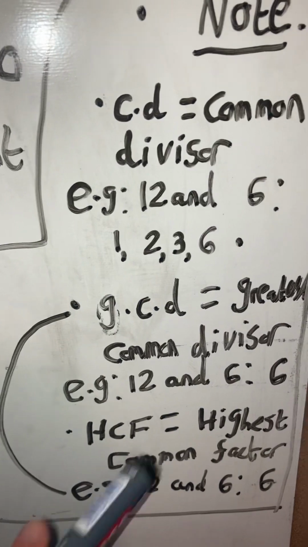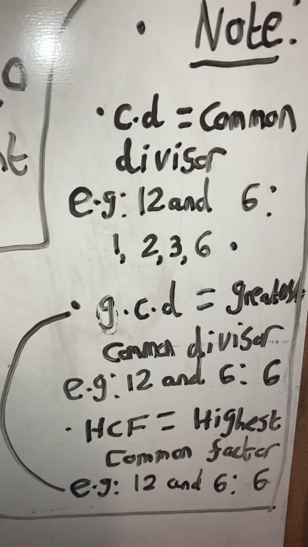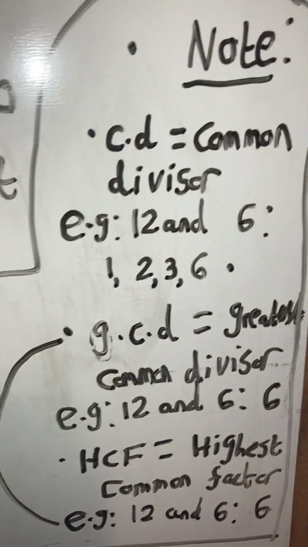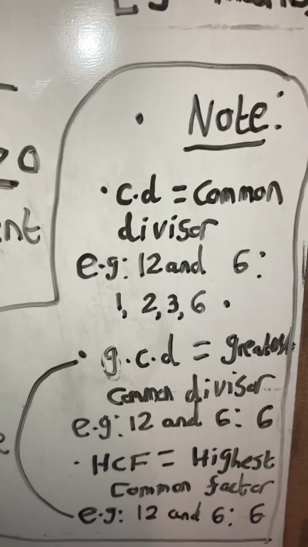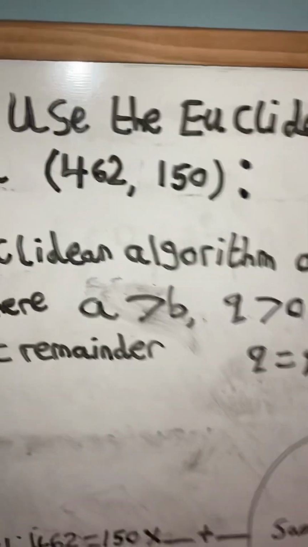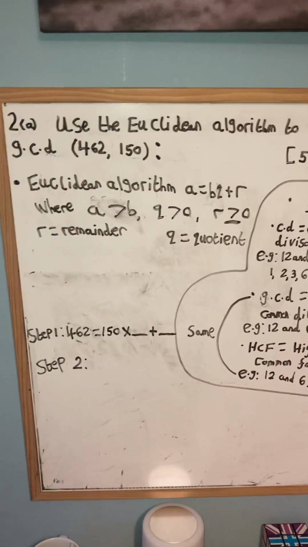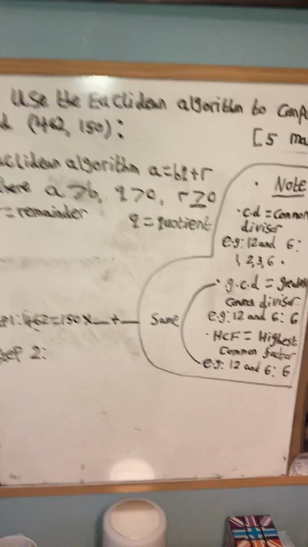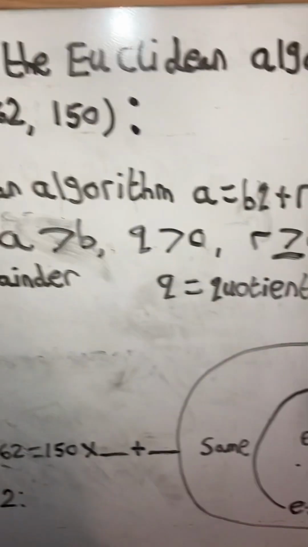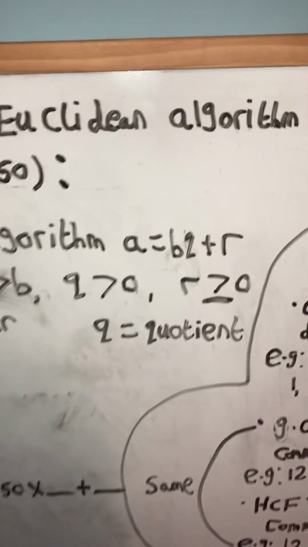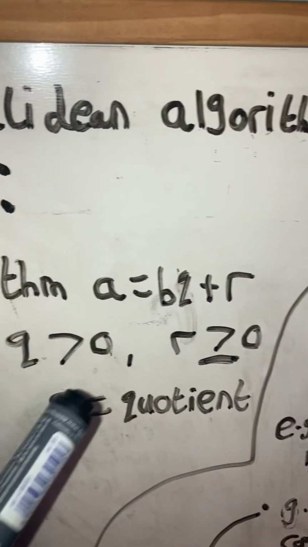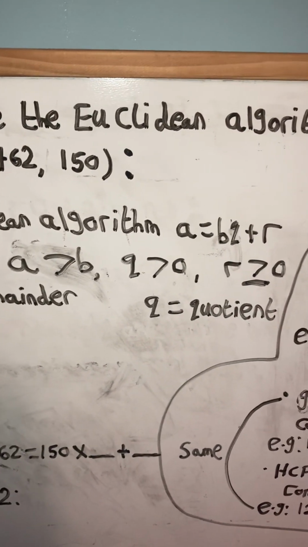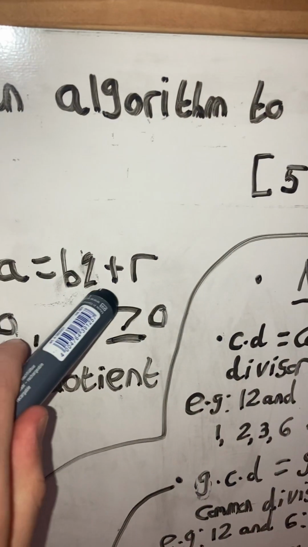And you've seen this method at GCSE, where they give you two numbers and say find their highest common factor, and you use the factor tree method. But here that's not going to work, because we need to use the Euclidean algorithm. So what is the Euclidean algorithm? Well, it's a way of expressing the numbers in this form: A equals BQ plus R.